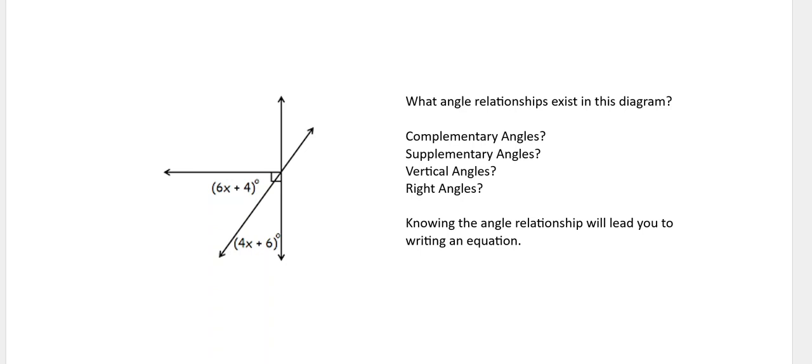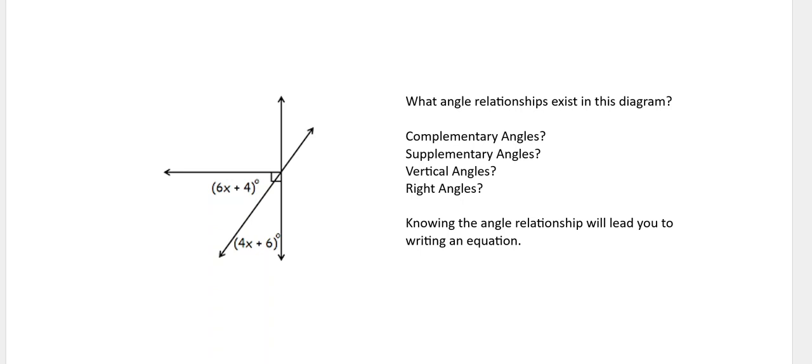How would you find the measure of each angle in the diagram? What angle relationships do you notice? Do you see complementary angles, supplementary angles, vertical angles, right angles?